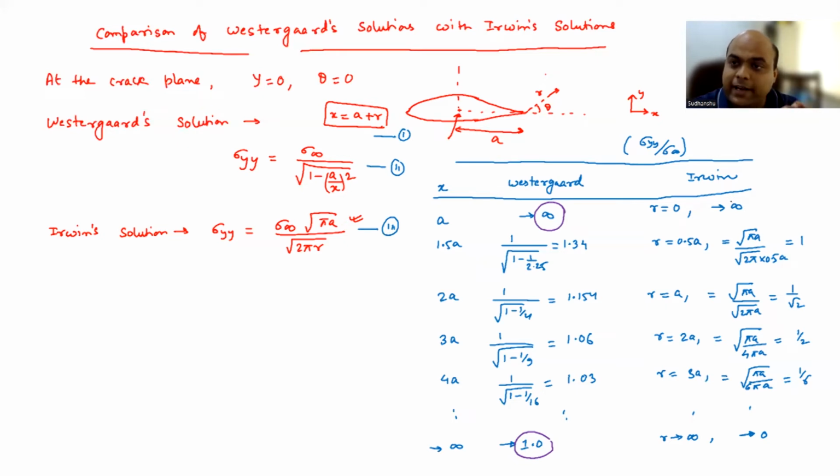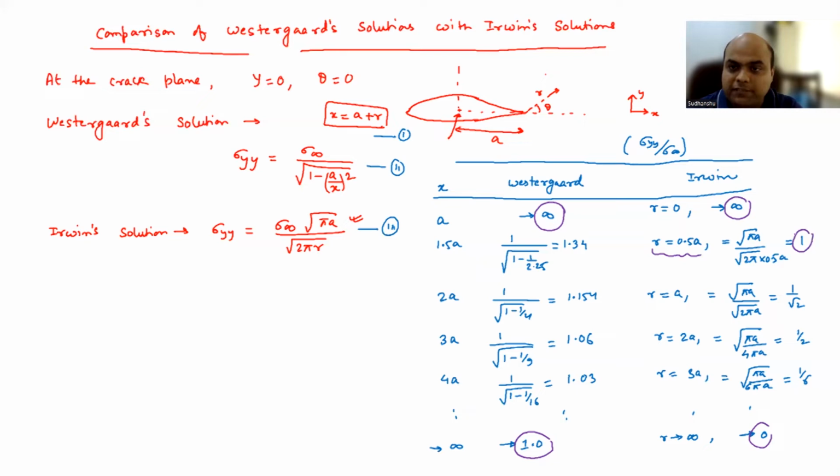Irwin solution at the crack tip is predicting very nicely that it is going to be infinite, same as what Westergaard is predicting. But away from the crack tip, it is predicting it to be 0. That is not physically correct, right? However, if you see r equal to 0.58, it is predicting the same as what Westergaard is predicting far away from the crack tip. That is, sigma yy is going to be sigma infinity.